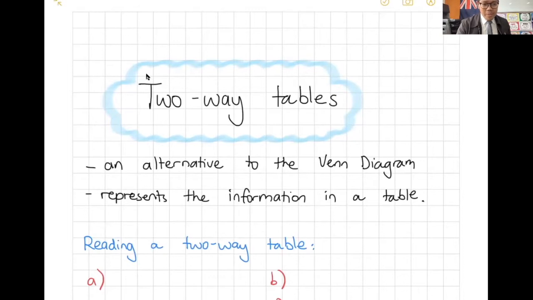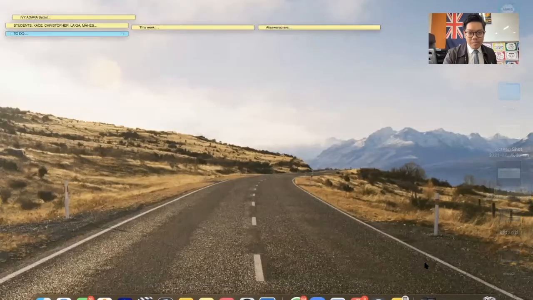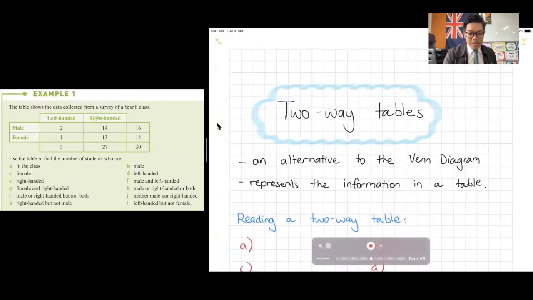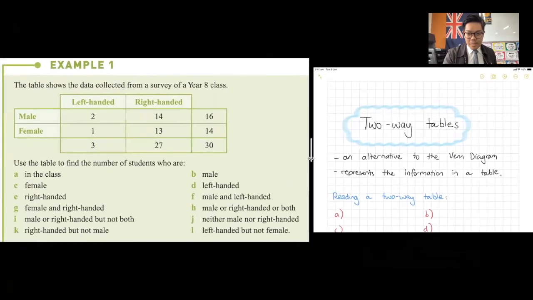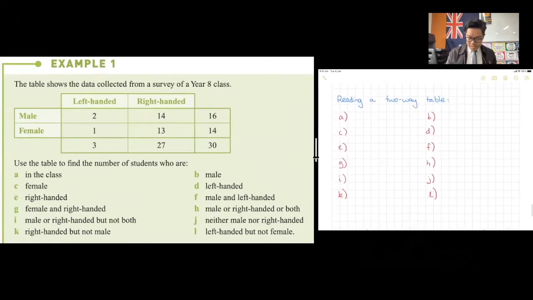Now, if I quickly share my desktop with you, you could probably see that it looks a little bit like this. I'll show you the example that we've got. Here it says the table shows the data collected from a survey of a year 8 class. We've got male and female on the left-hand side, and then on the top columns, we've got left-handed and right-handed.